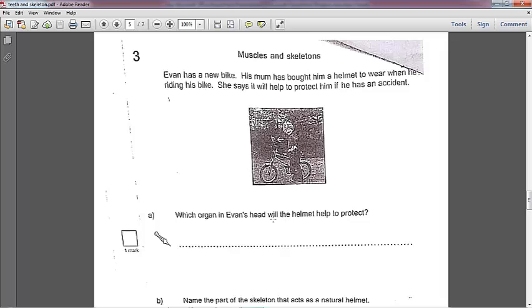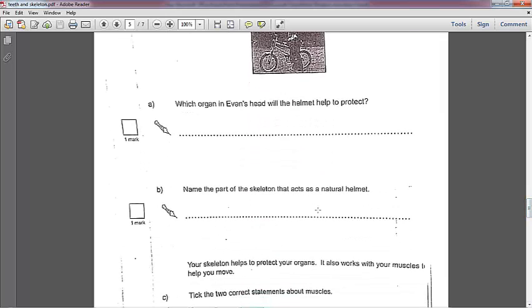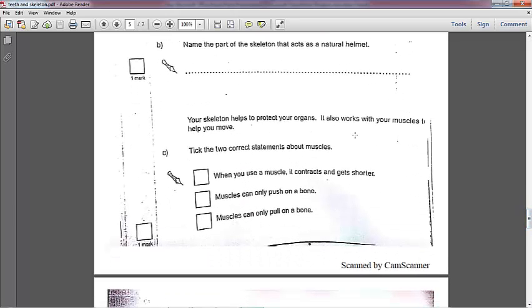Which organ in Evan's head will the helmet help to protect? Which organ will be protected? I didn't say which bone, I said which organ. The brain. Excellent. Name the part of the skeleton that acts as a natural helmet. Natural helmet in our body, it's the skull. Your skeleton helps to protect your organs.